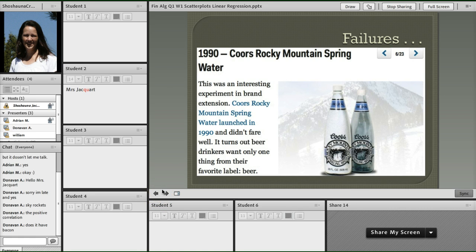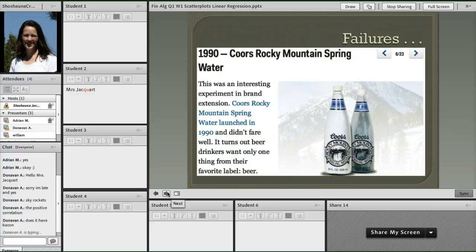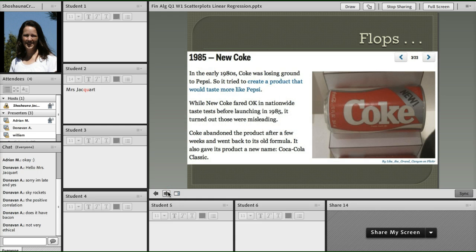Okay, and then what about this one? Coors Rocky Mountain Spring Water. Why would that one flop? Their beer company. Yeah, a beer company making water. I wouldn't buy it. I don't drink alcohol, and having a beer company put out water scares me. Yeah, I agree with you, Donna. It just didn't fit right. So that was a bad move.